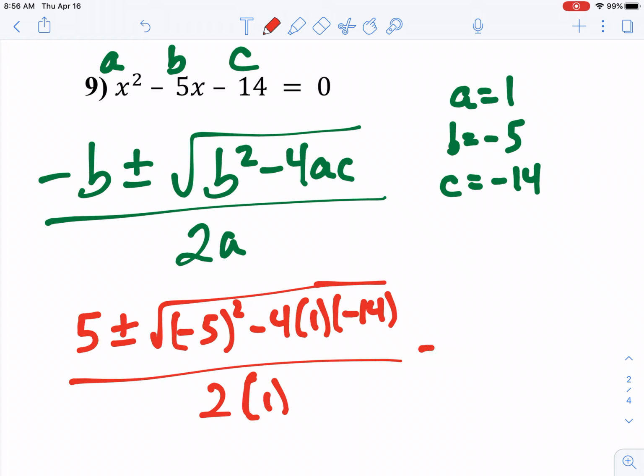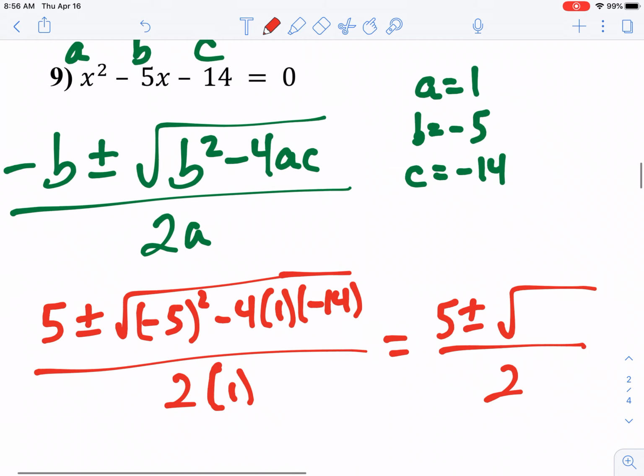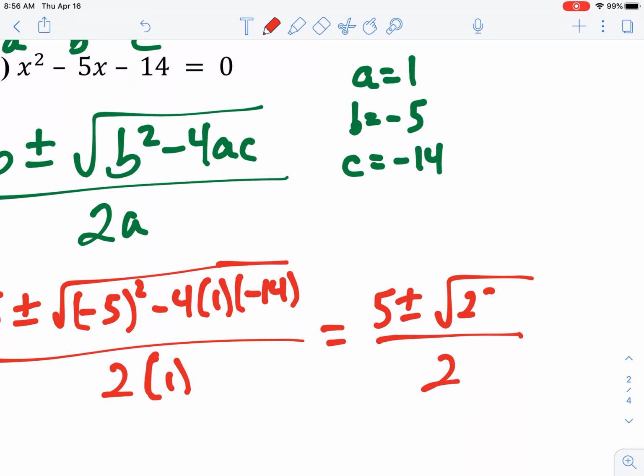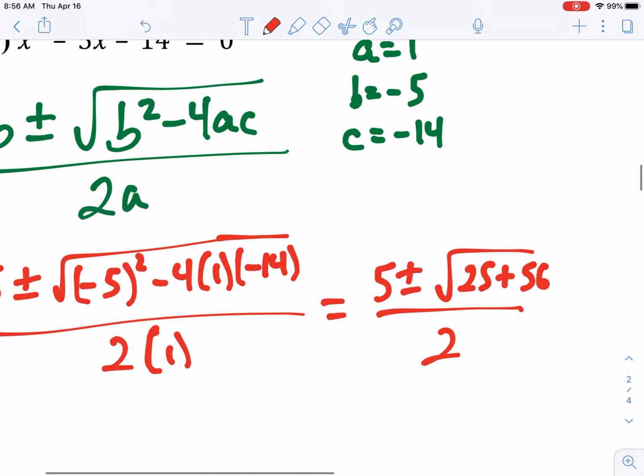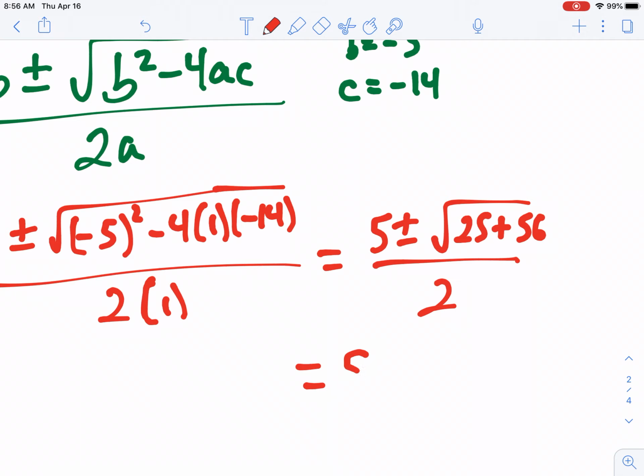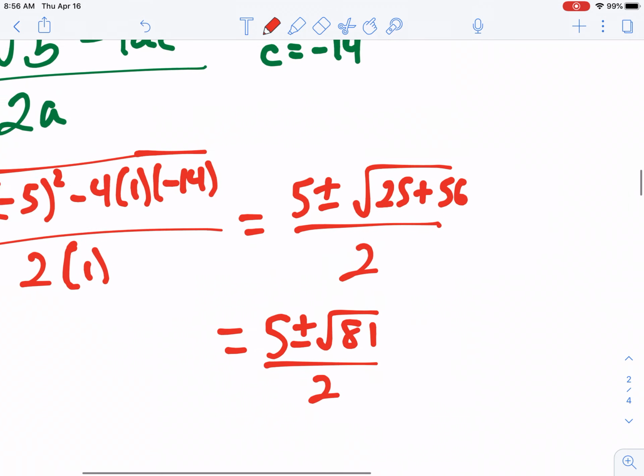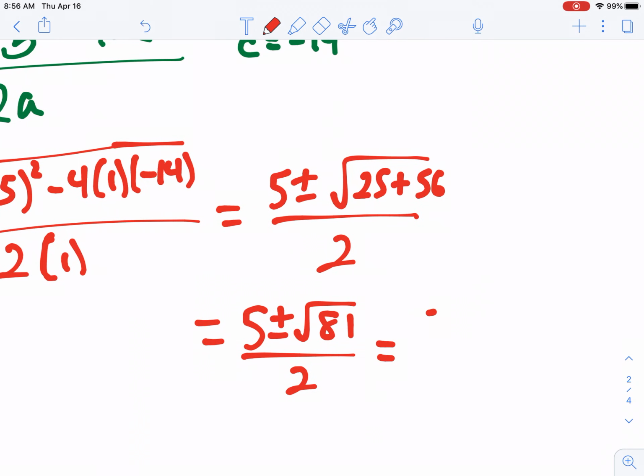You're just plugging in here. You wind up with 5 plus or minus the square root of 25 plus 56 under there, because -4 times 1 times -14 is going to be a positive 56. So this comes out to 5 plus or minus the square root of 81 over 2. Square root of 81 is 9. So 5 plus or minus 9 over 2.